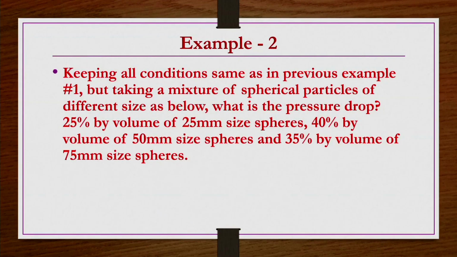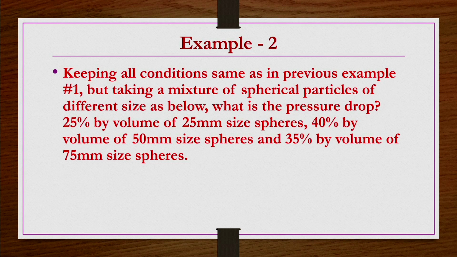Keeping all conditions the same as in the previous example number 1 that we just solved, but taking a mixture of spherical particles of different sizes as below, what is the pressure drop? In the previous example, spherical particles were taken, but all of them had the same size. Now the spherical shape is also there, but there are different fractions: 25% by volume 25 mm size spheres, 40% by volume 50 mm size spheres, and 35% by volume 75 mm size spheres.